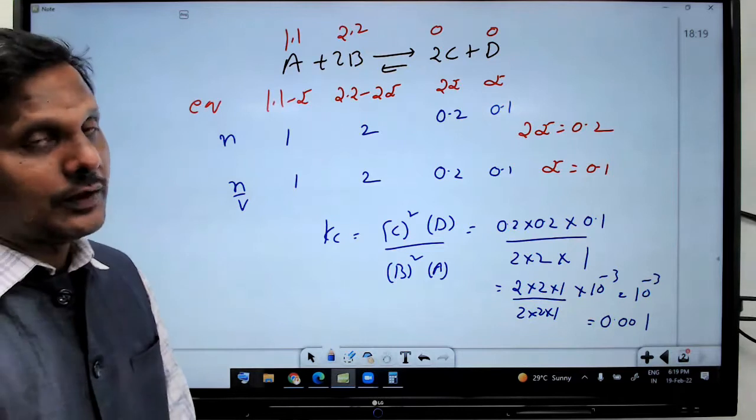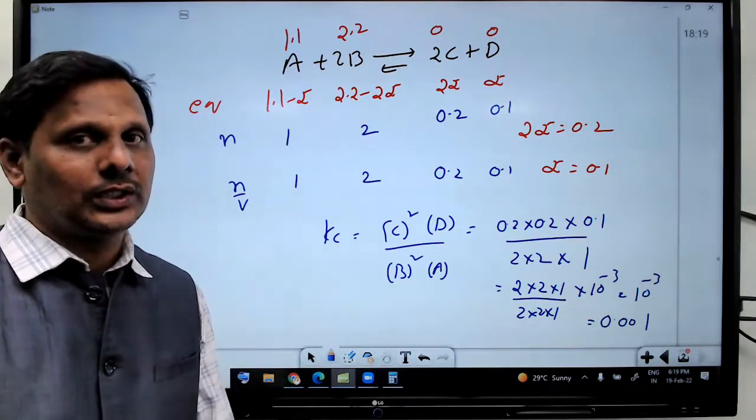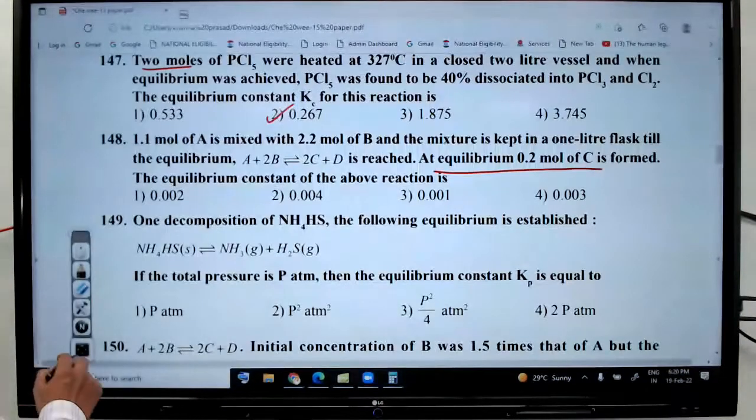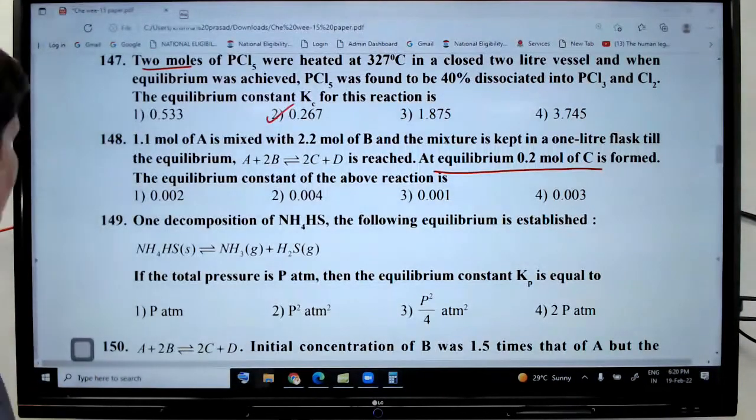Very easy. The problems are very easy. The only calculation part is up to you. We already discussed in classroom, same procedure. You have to follow the same procedure, just definitely get that. Next, question number 149.